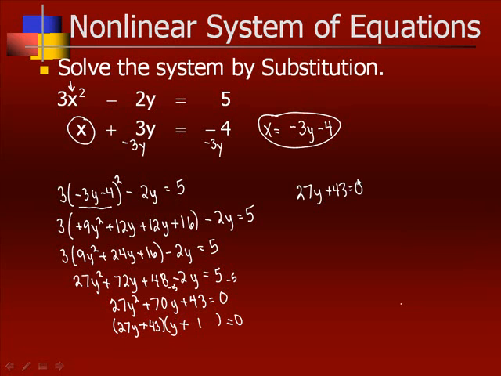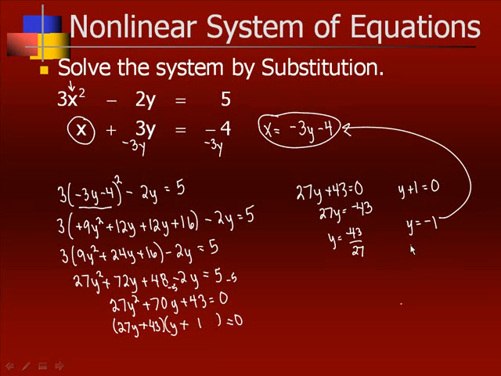Then we're going to set each of those equal to 0. 27y plus 43 equals 0, and y plus 1 equals 0. Well, the first case, subtract 43 from both sides. Divide by 27, so we get negative 43 over 27. The second case, subtracting 1, and we get y equals negative 1. Now notice, these are just the y values for the 2 ordered pairs. So what we're going to do is take each of these y values and plug them back in to find the x values.